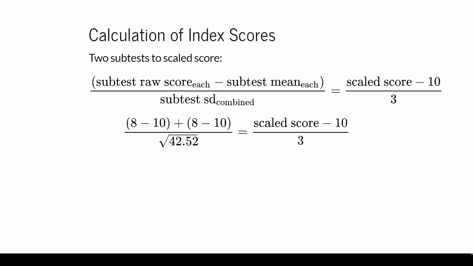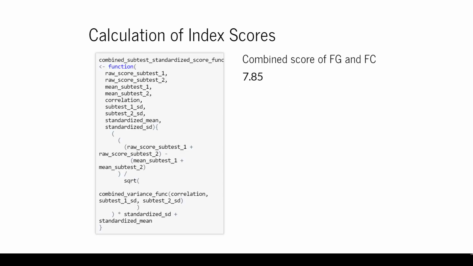So we're recalibrating two subtests to what that would be on one scaled score, so we can see how these two subtests combine. And when we do that, we find that the scores of 8 and 8 on figure ground and form completion would be a scaled score of 7.85. How does this compare to a scaled score of 8 on both of those? We can see it's slightly lower. So we can see by this example, it's not the average of those two subtests. Everything was equal in our example, but here it is a 7.85.